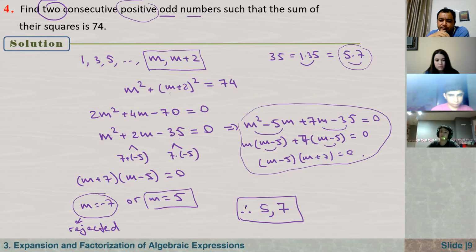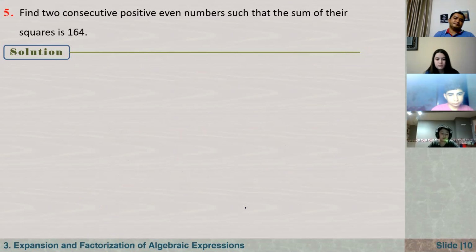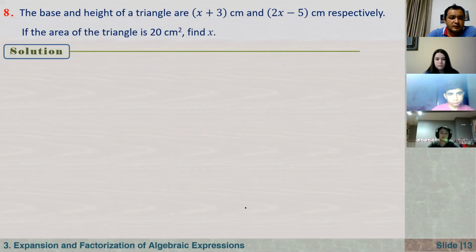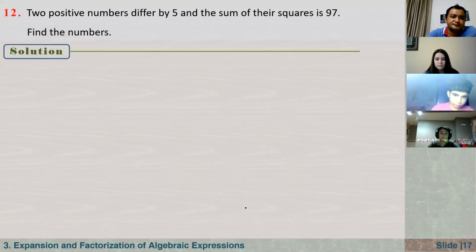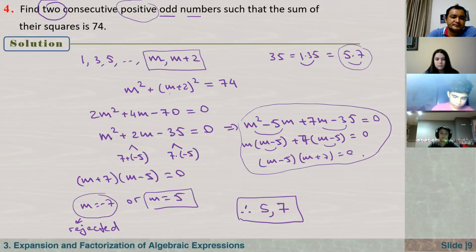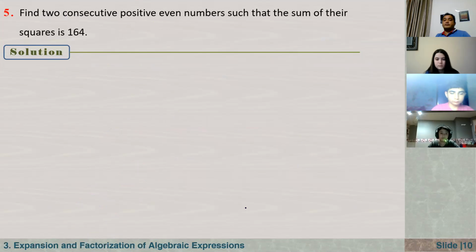Okay. All right, very good. How many questions do we have here? 14. Okay, not bad. Okay.